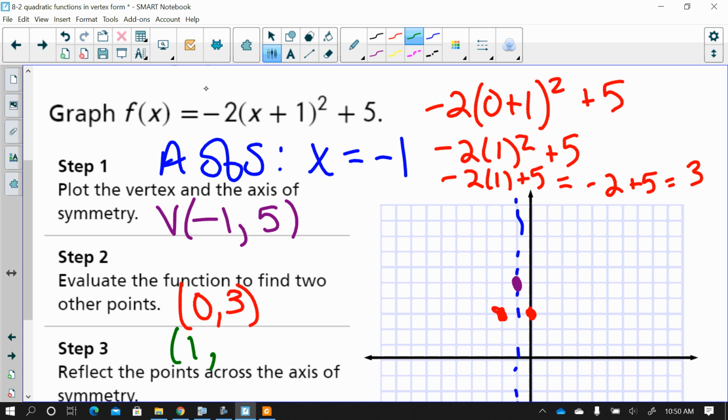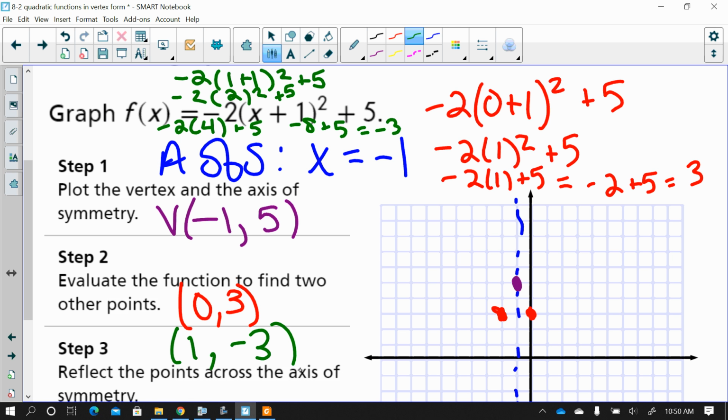So -2 times 1 plus 1 squared plus 5. Order of operations, I'm going to start inside, so that comes to 2. 2 squared is 4, so -2 times 4 plus 5. Well, that gives me -8 plus 5, which is equal to -3. So I get the point 1, -3.